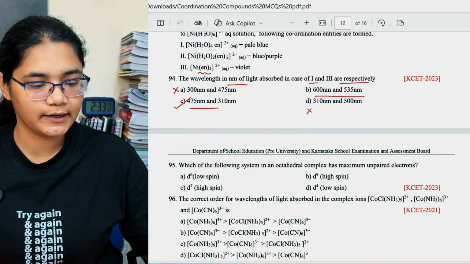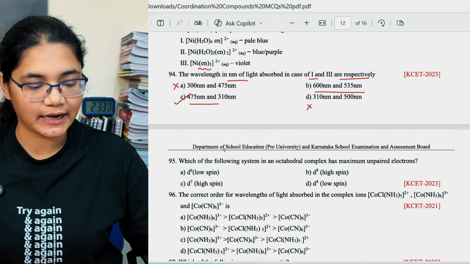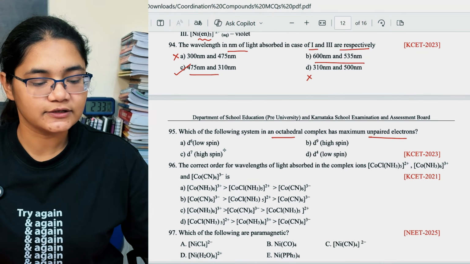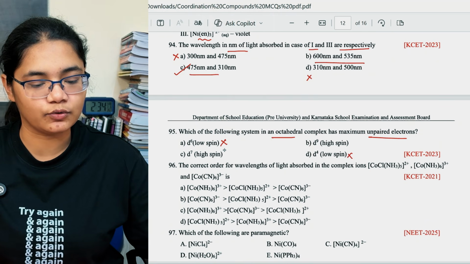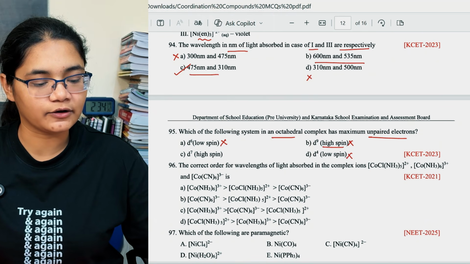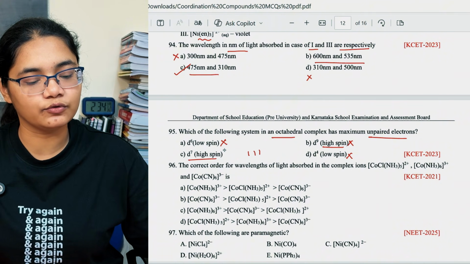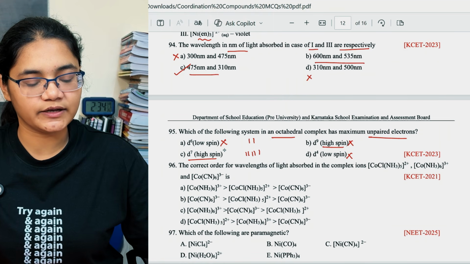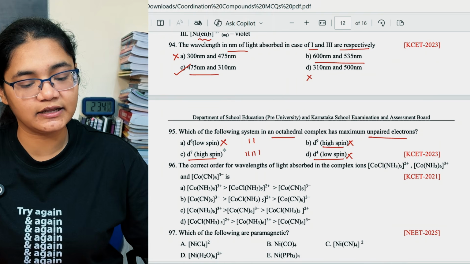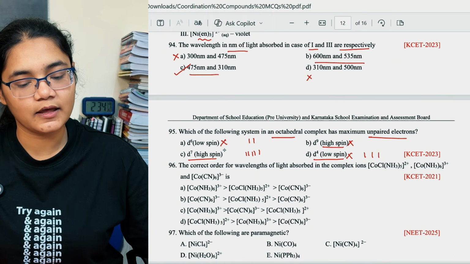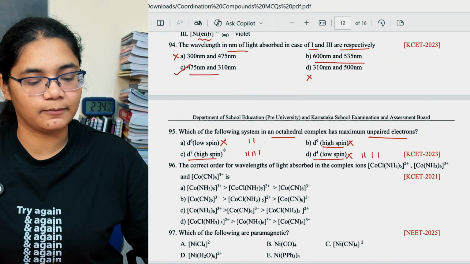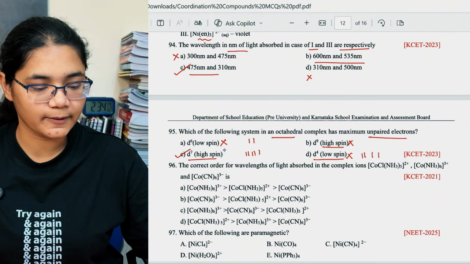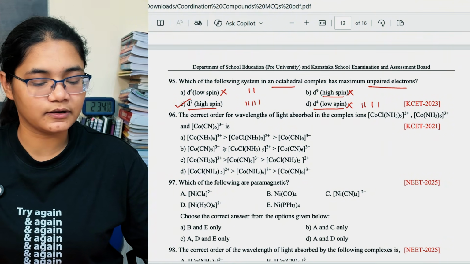Okay, now moving to question number 95. Which of the following systems in an octahedral has the maximum number of unpaired electrons? Maximum number of unpaired electrons will not be there in low spin. D9 always has only one unpaired electron. D7 high spin, if you see 1, 2, 3, 4, 5, 6 and 7, this will have 3 unpaired electrons. If I have D4 low spin, that means 1, 2, 3 and 4, here I have 2 unpaired electrons. Here I have 3 unpaired electrons, so it has to be option number C. Next is question number 96.